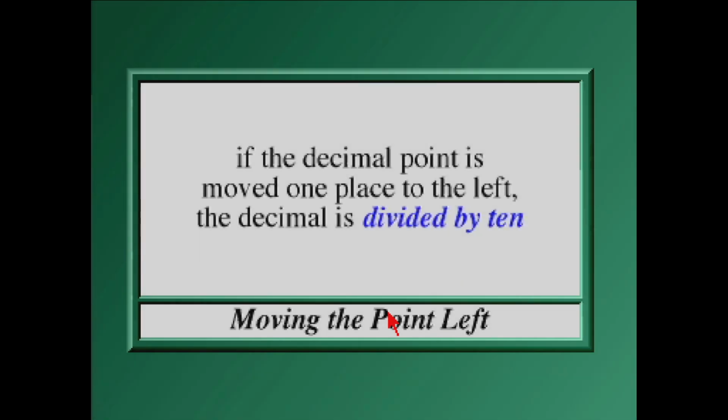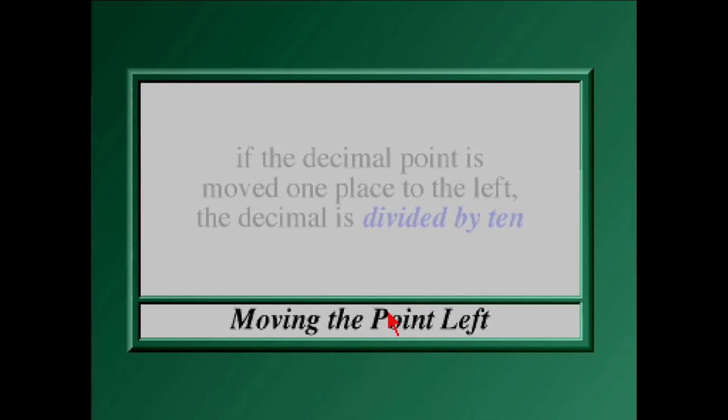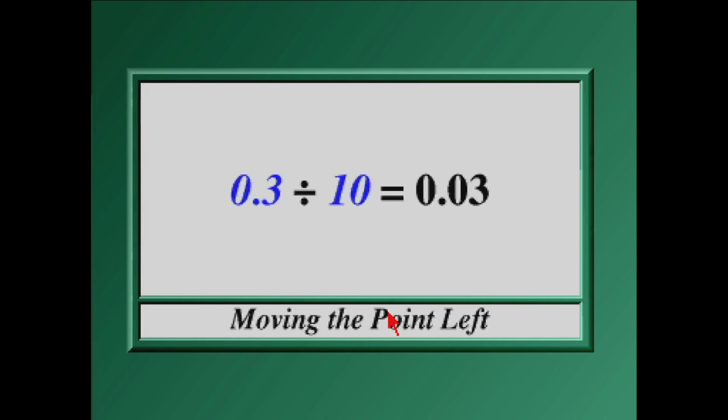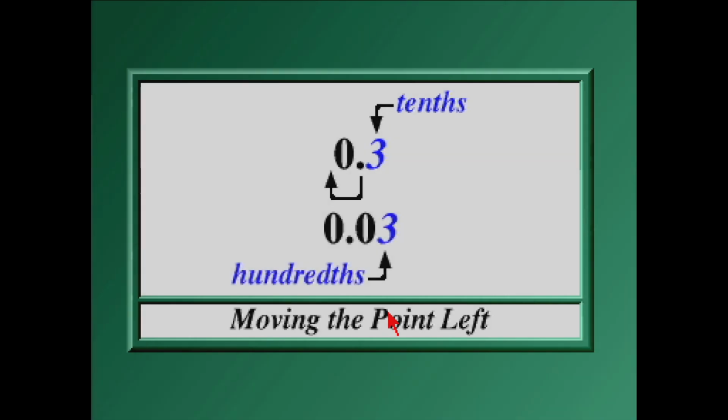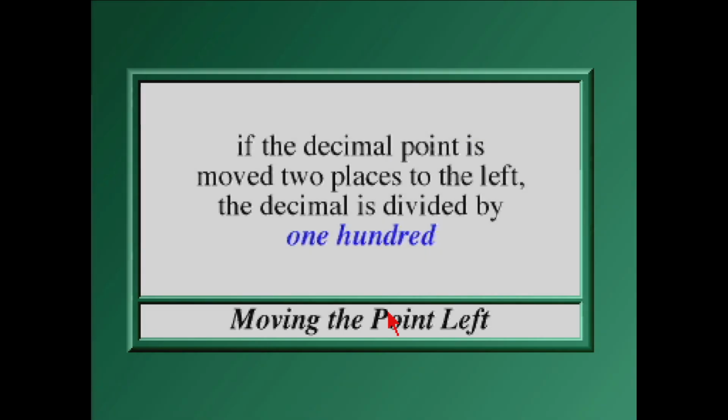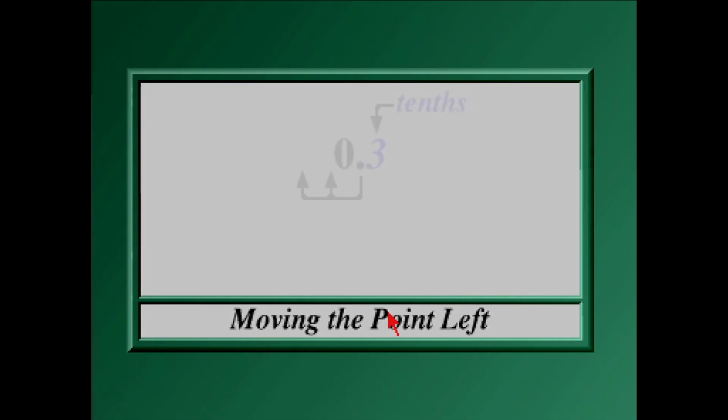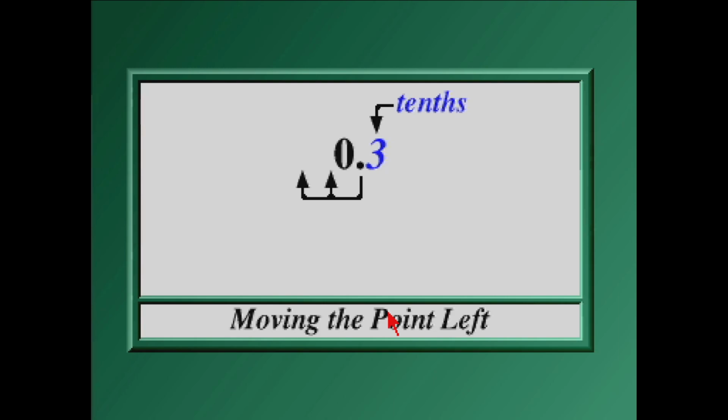If the decimal point is moved one place to the left, the decimal is divided by 10. For example, if 3/10ths is divided by 10, it becomes 3/100ths. Shifting the decimal point to the left moves the 3 from the tenths column to the hundredths column, making the decimal smaller. If the decimal point is moved 2 places to the left, the decimal is divided by 100. For example, 3/10ths becomes 3/1000ths.